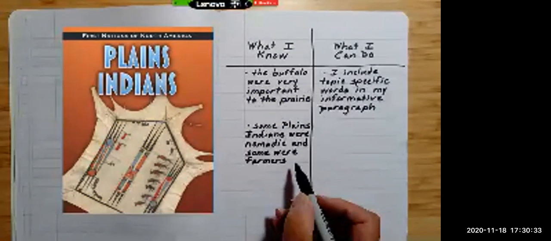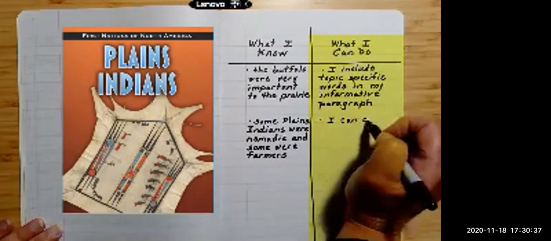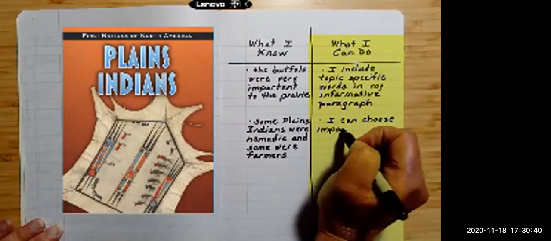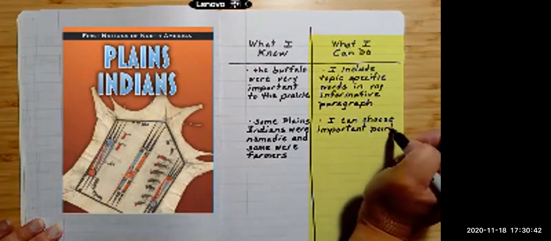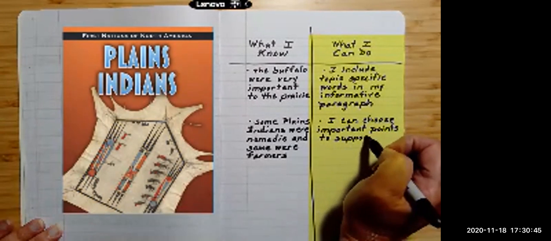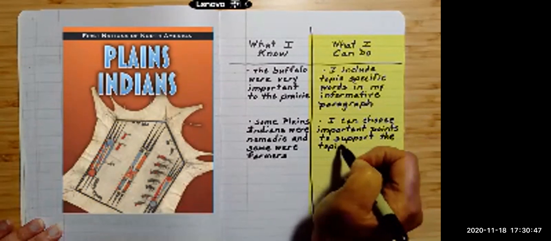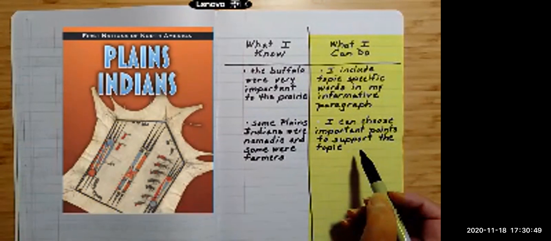Now it's time to think about what you can do as a learner. For example, since we're really good at gathering evidence, I can now choose important points to support the topic. Now it's your turn to jot down what you can do. Take some time to reflect or think back on the areas where you've grown. You've been practicing a lot and working hard. What's something that you can do now?